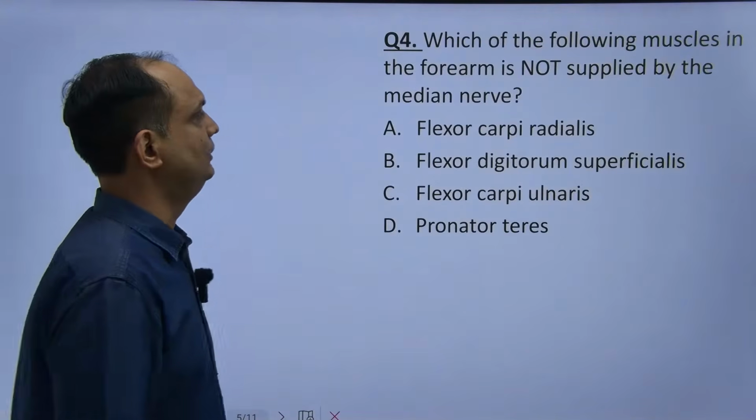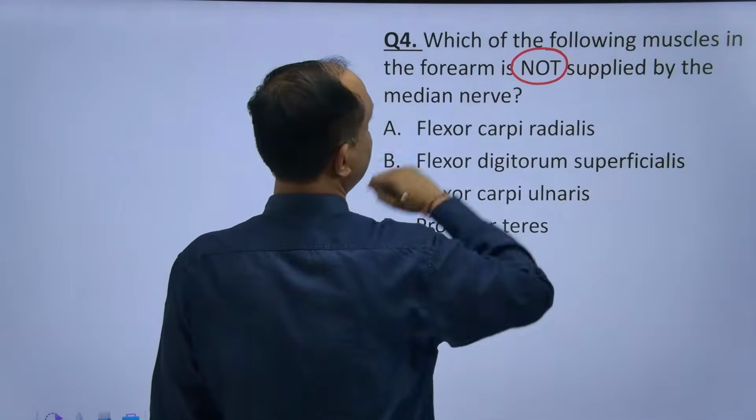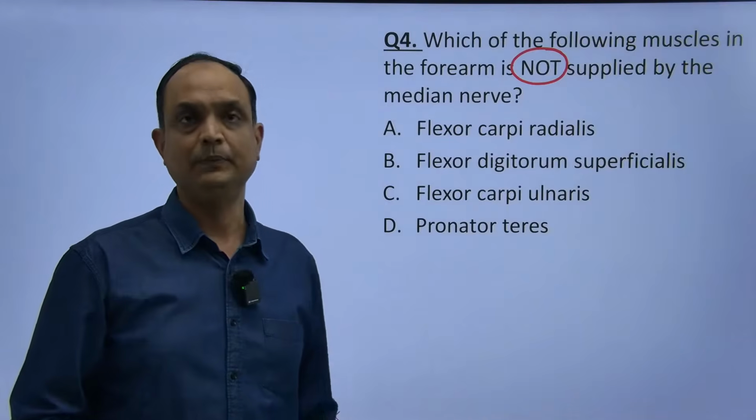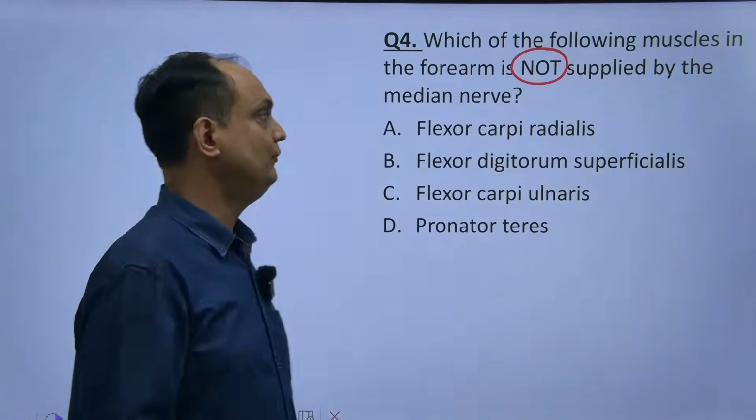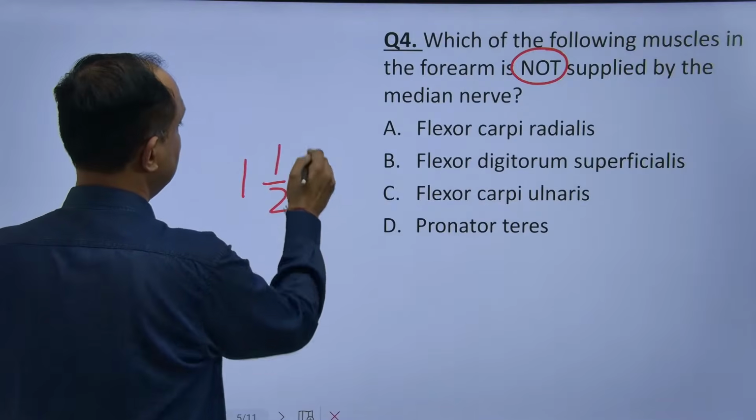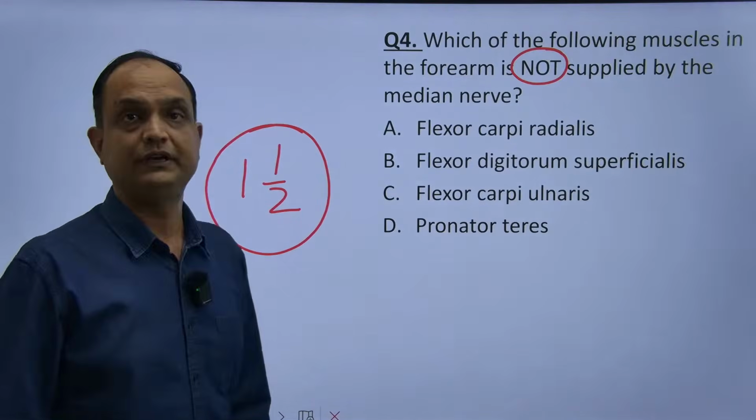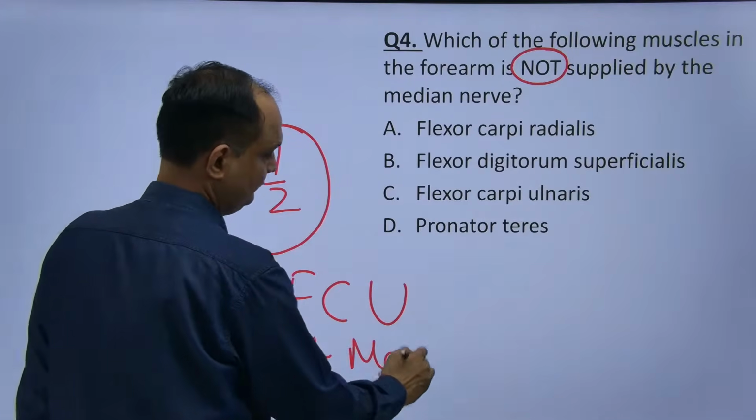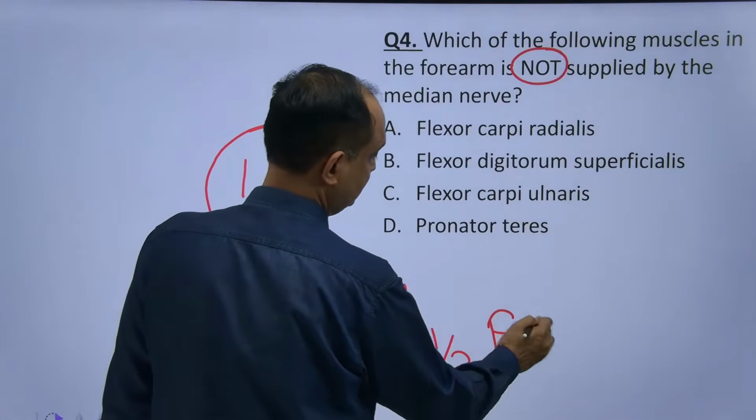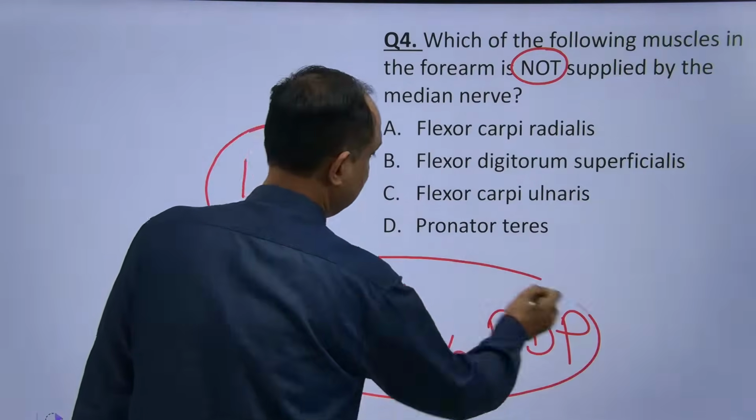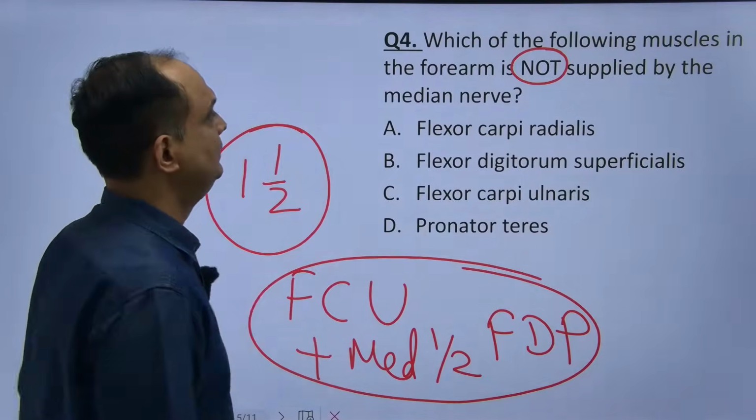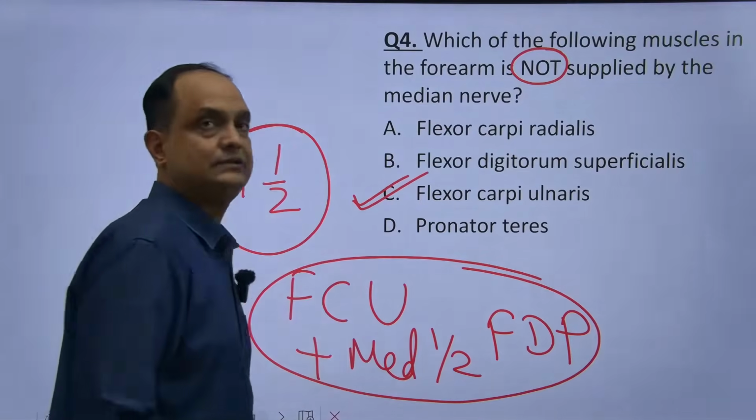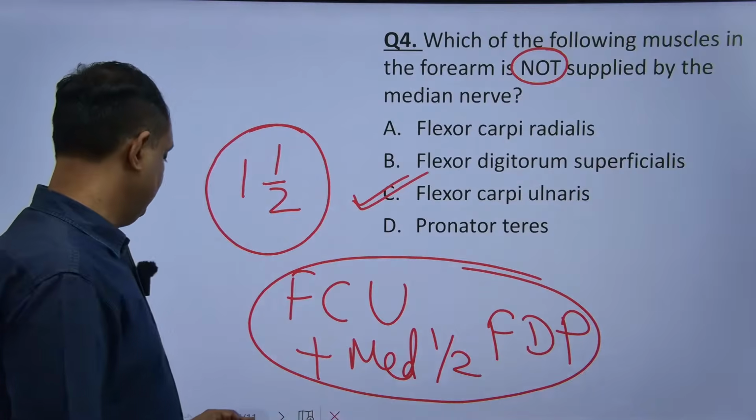Which of the following muscles of the forearm is not supplied by the median nerve? So the muscles of the forearm have a superficial and a deep group. Out of all the muscles, one and a half muscles are not supplied by the median nerve. So which one and a half muscles? Flexor carpi ulnaris and the medial half of flexor digitorum profundus. So these one and a half muscles are supplied by the ulnar nerve. So you have to find the answer. Flexor carpi radialis, no. Flexor digitorum superficialis, no. This is flexor carpi ulnaris, which is supplied by the ulnar nerve. Now we'll move to the next question.